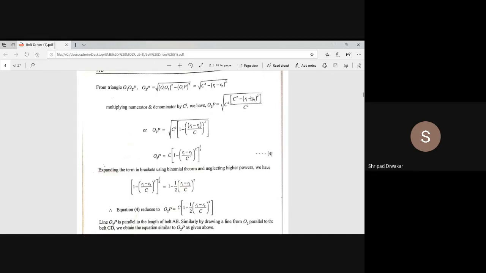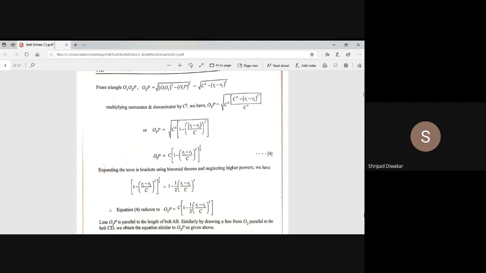Because we are having the C square term, I am going to take C square outside. In the bracket, 1 minus (R1 minus R2 divided by C) whole square. You remember, don't put it like that, because I'm taking this C square as the common. 1 minus (R1 minus R2 divided by C) whole square.